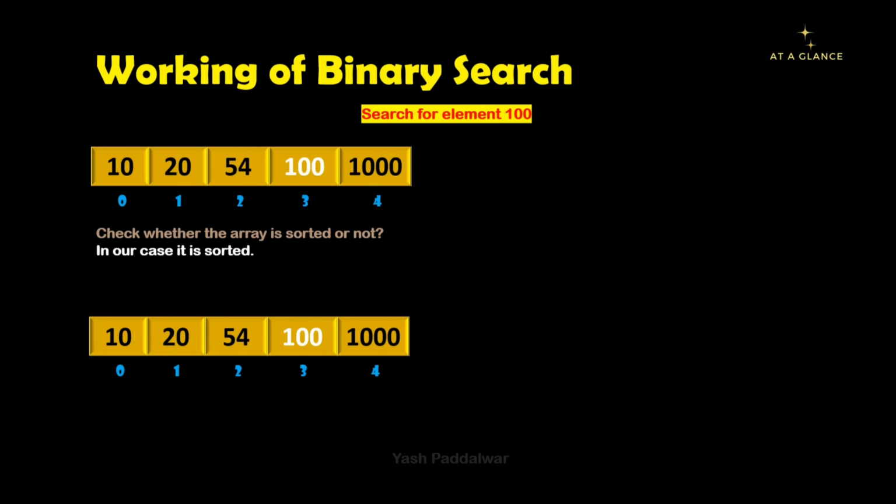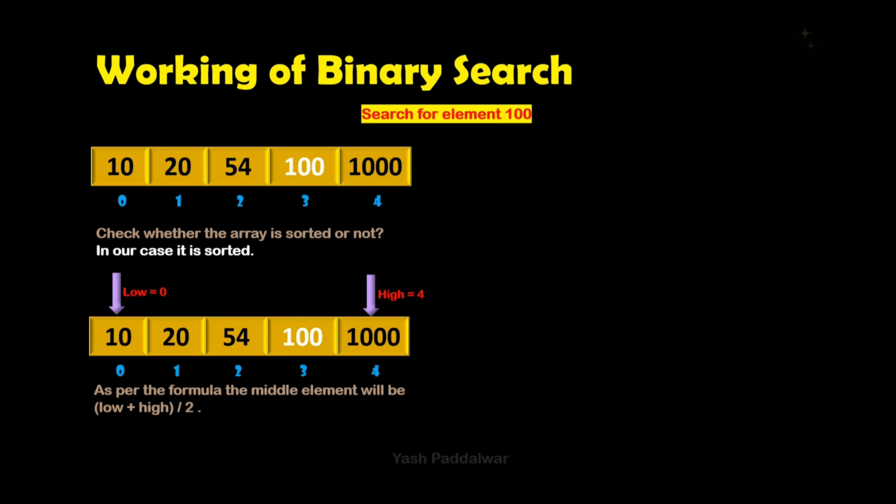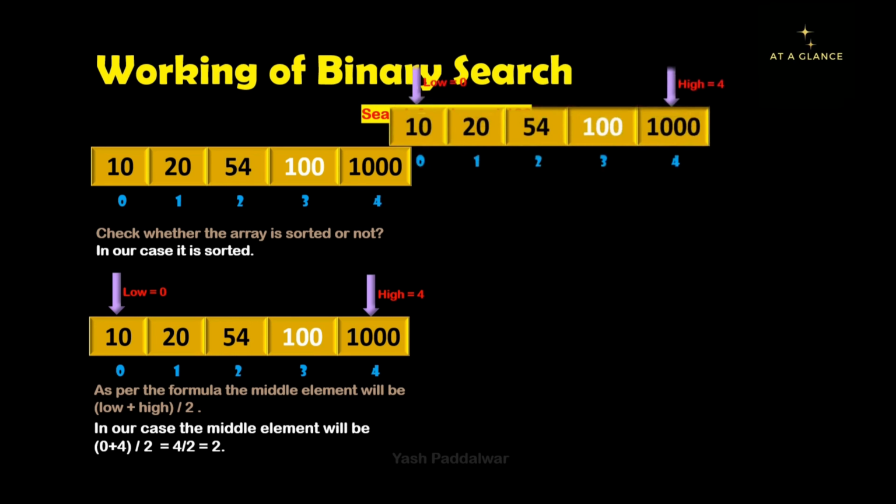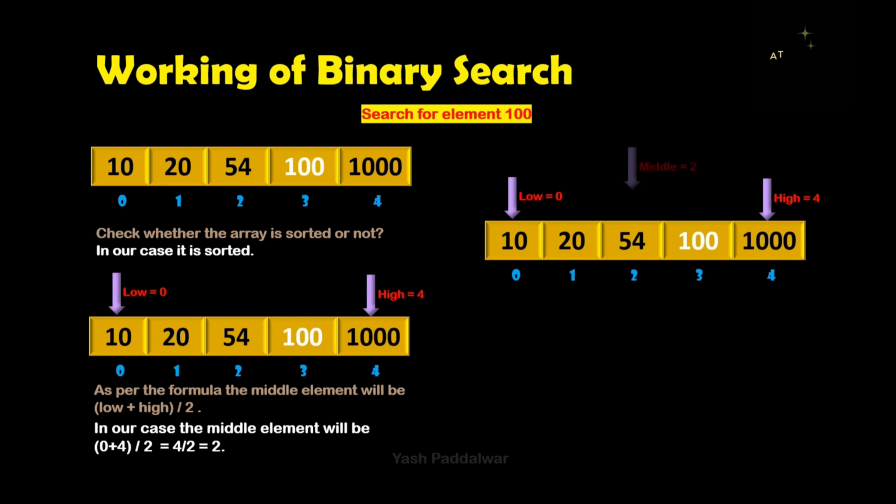Next, as per the algorithm, we need to set the first element's position as low and the last element's position as high. Here low is 0 and high is 4. Next, we need to compute the middle element with the formula low plus high by 2. We will get the middle element's position by this. Low is 0, high is 4. 0 plus 4 by 2 gives 2. So 2 is the middle element's position, and the element which is located at the position 2 is 54.